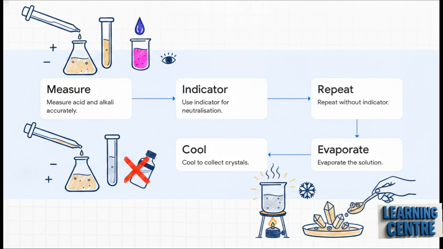So step 3 is where the real magic happens. We repeat those exact same volume measurements from our trial run, but without the indicator. That leaves us with perfectly pure salt water.